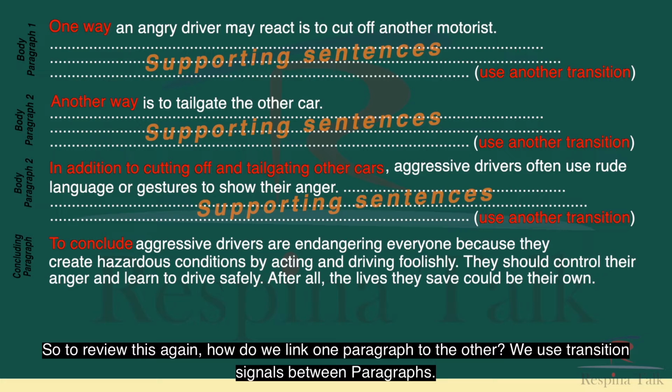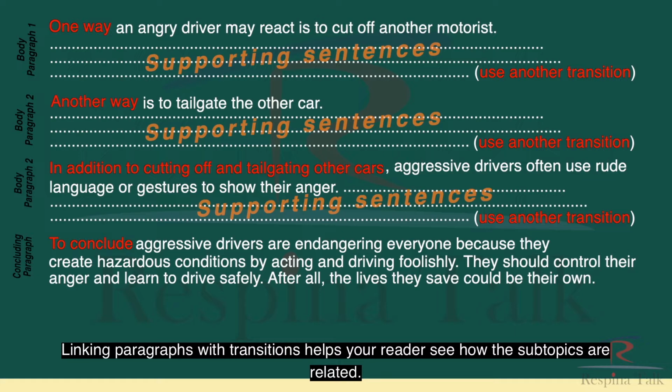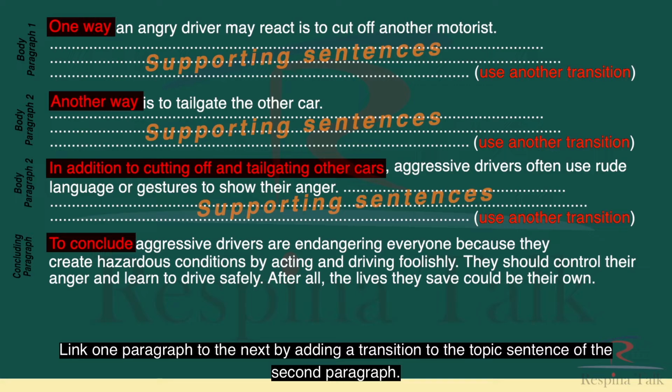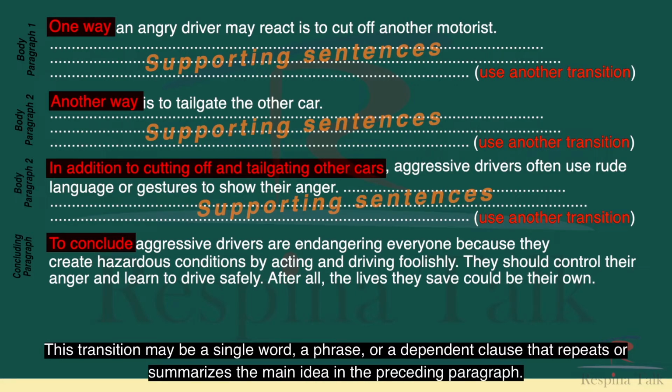So, to review this again, how do we link one paragraph to the other? We use transition signals between paragraphs. Linking paragraphs with transitions helps your readers see how the subtopics are related. Link one paragraph to the next by adding a transition to the topic sentence of the second paragraph. This transition may be a single word, a phrase, or a dependent clause that repeats or summarizes the main idea in the preceding paragraph.